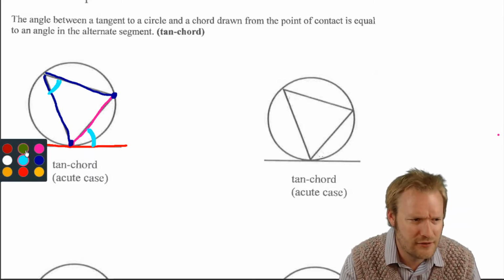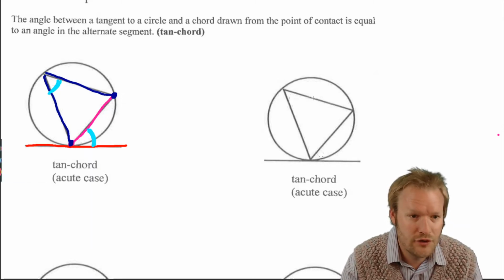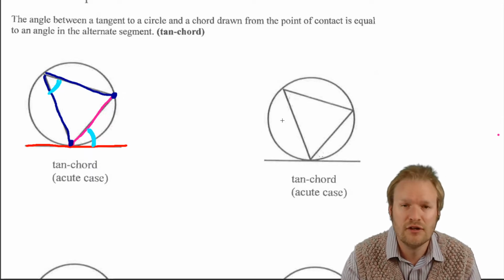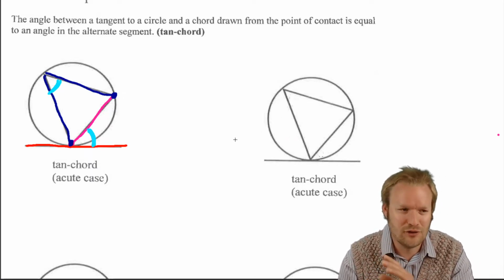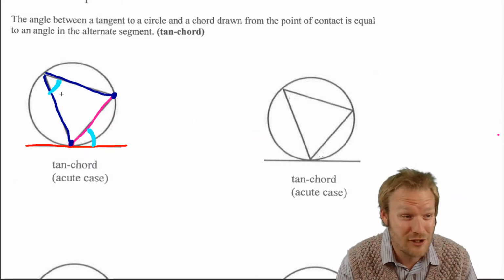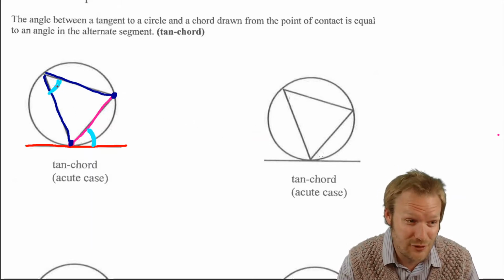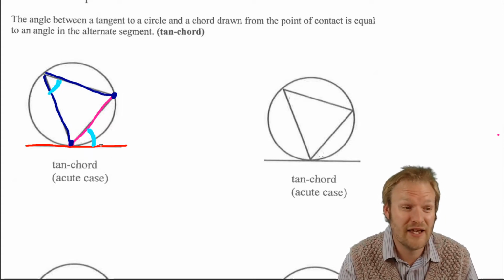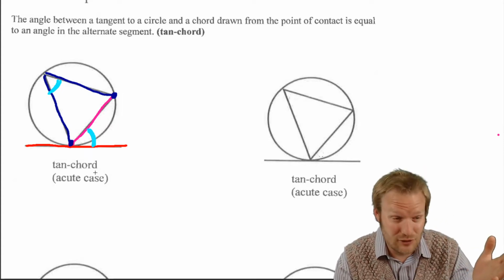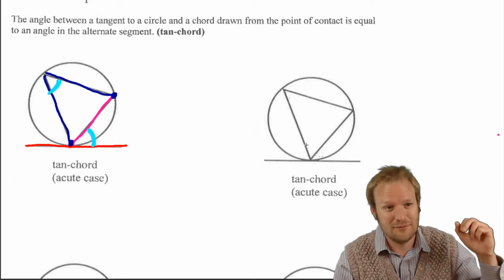Now, for yourself, draw the second version, and work out what other angle is equal to another angle. Here I've shown that this angle equals this angle because of the Tan Chord Theorem. But there's another angle in the diagram equal to another angle. Draw it in this diagram.